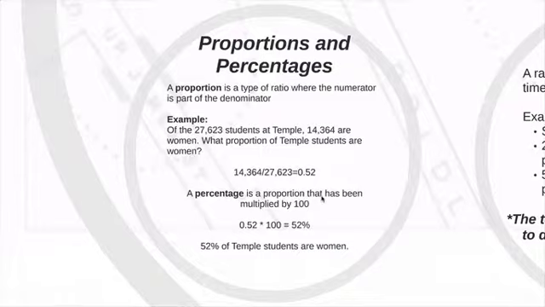A specific type of ratio is a proportion, and this is one where there is an explicit relationship between the numerator and denominator, and specifically the numerator is part of the denominator. Again, you must encounter this on a daily basis. Our example here is that of the 27,623 students at Temple, 14,364 are women. What proportion are women? We can divide our numerator by our denominator. Remember, our 14,364 women are in our denominator, and we end up with 0.52. So 0.52 is our proportion.